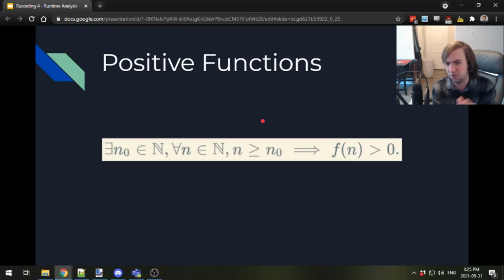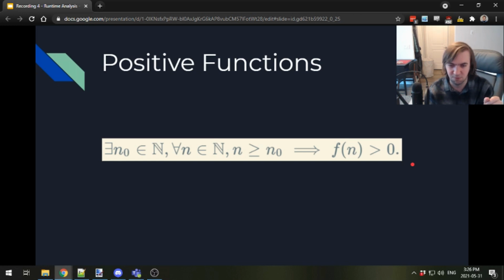So first, let's talk about what's a positive function. Let's read this through mathematically the way that we learned. There is a number in the naturals called n naught, such that for all natural numbers, if that natural number is bigger than n naught, then our function is positive. Think of something like a sine wave, but once you hit n is 10, suddenly it just skyrockets above the x-axis and is never, ever negative. This is a positive function.